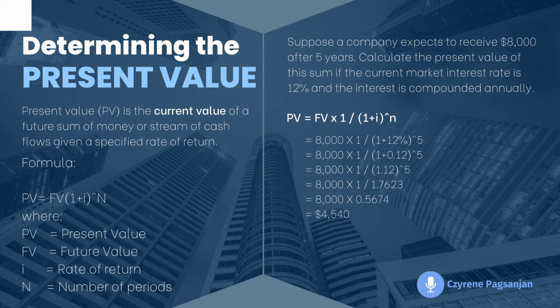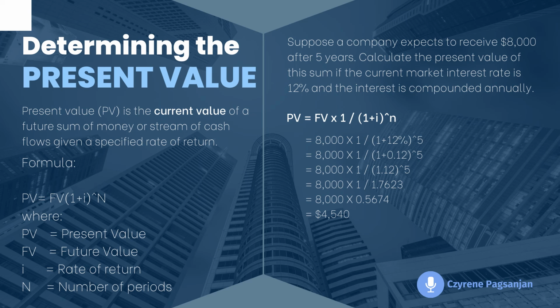Then, distribute the data. So, PV equals 8,000 times 1 over (1 plus 12%) raised to 5. PV equals 8,000 times 1 over (1 plus 0.12) raised to 5. PV equals 8,000 times 1 over (1.12) raised to 5. PV is equal to 8,000 times 1 over 1.7623. PV equals 8,000 times 0.5674. So, nakuha yung 0.5674 by dividing 1 and 1.7623.